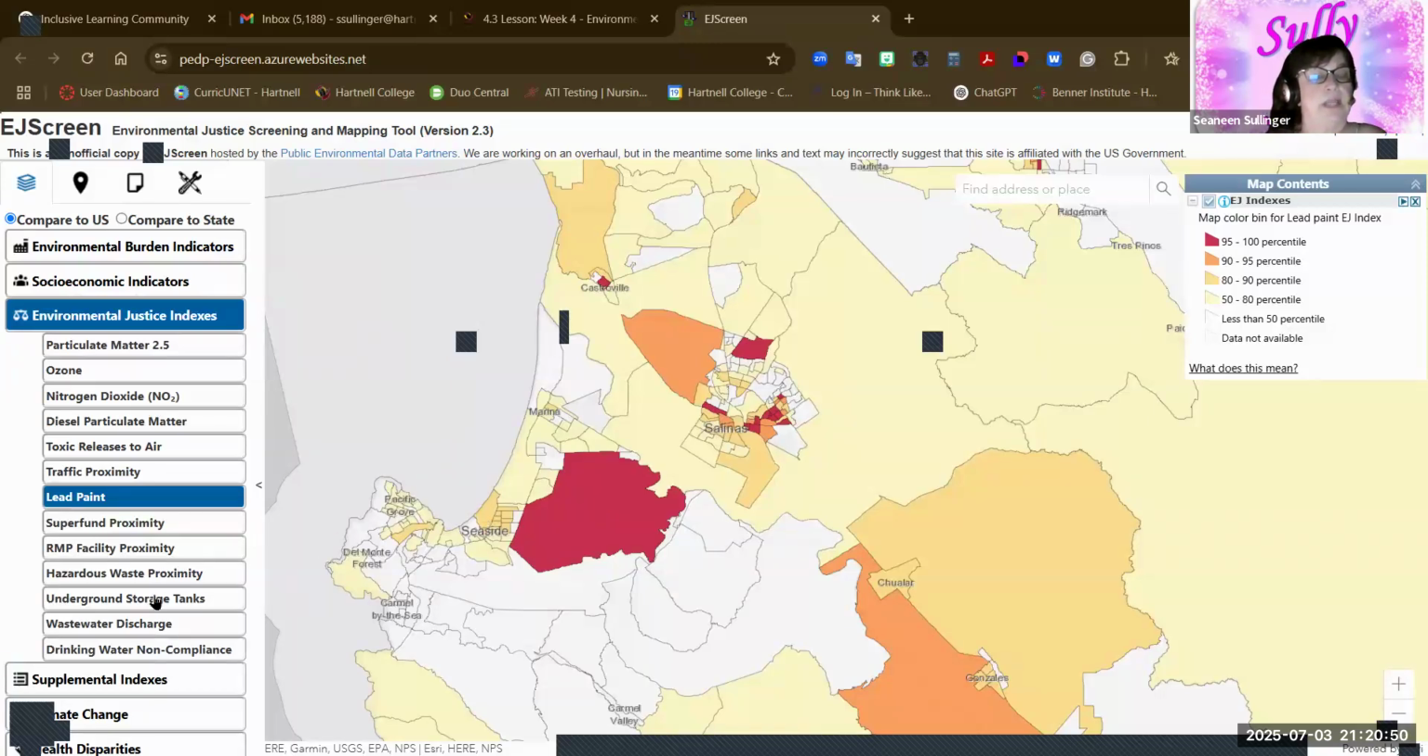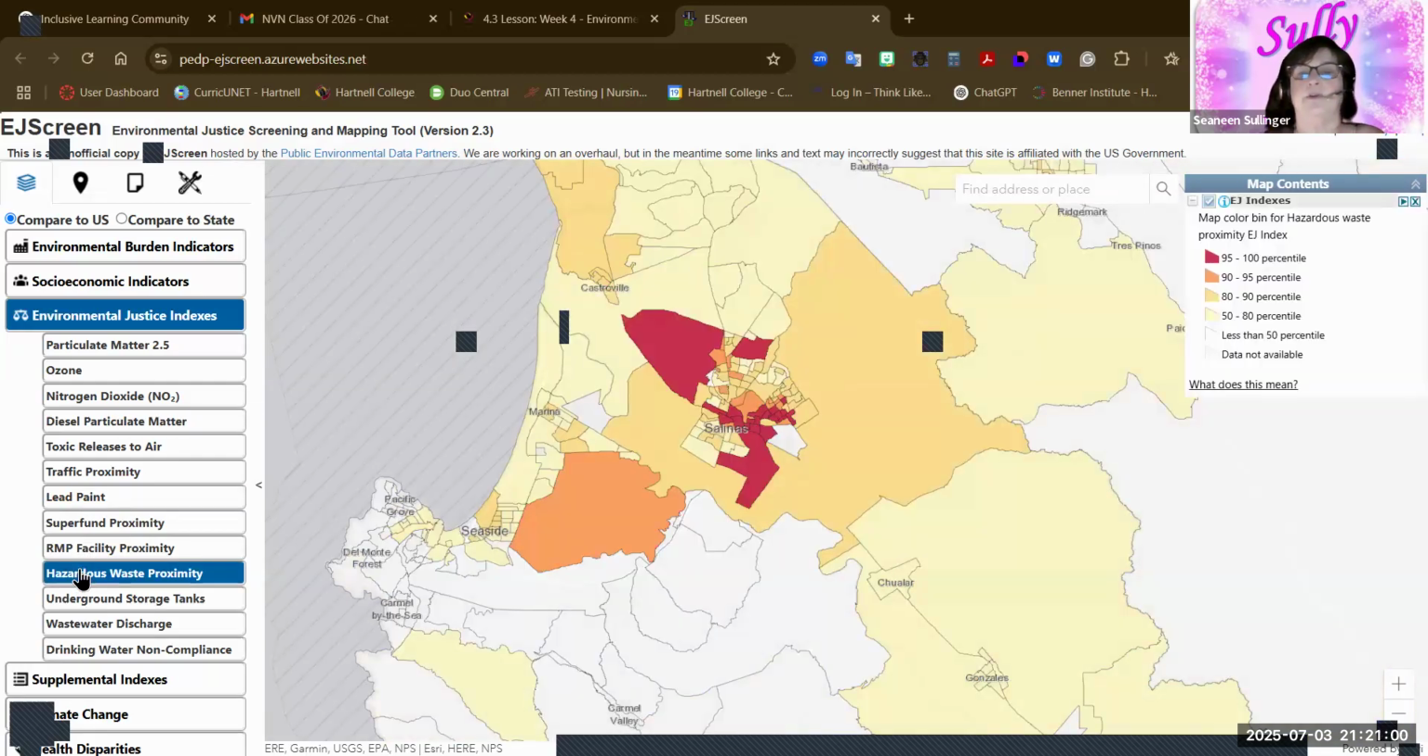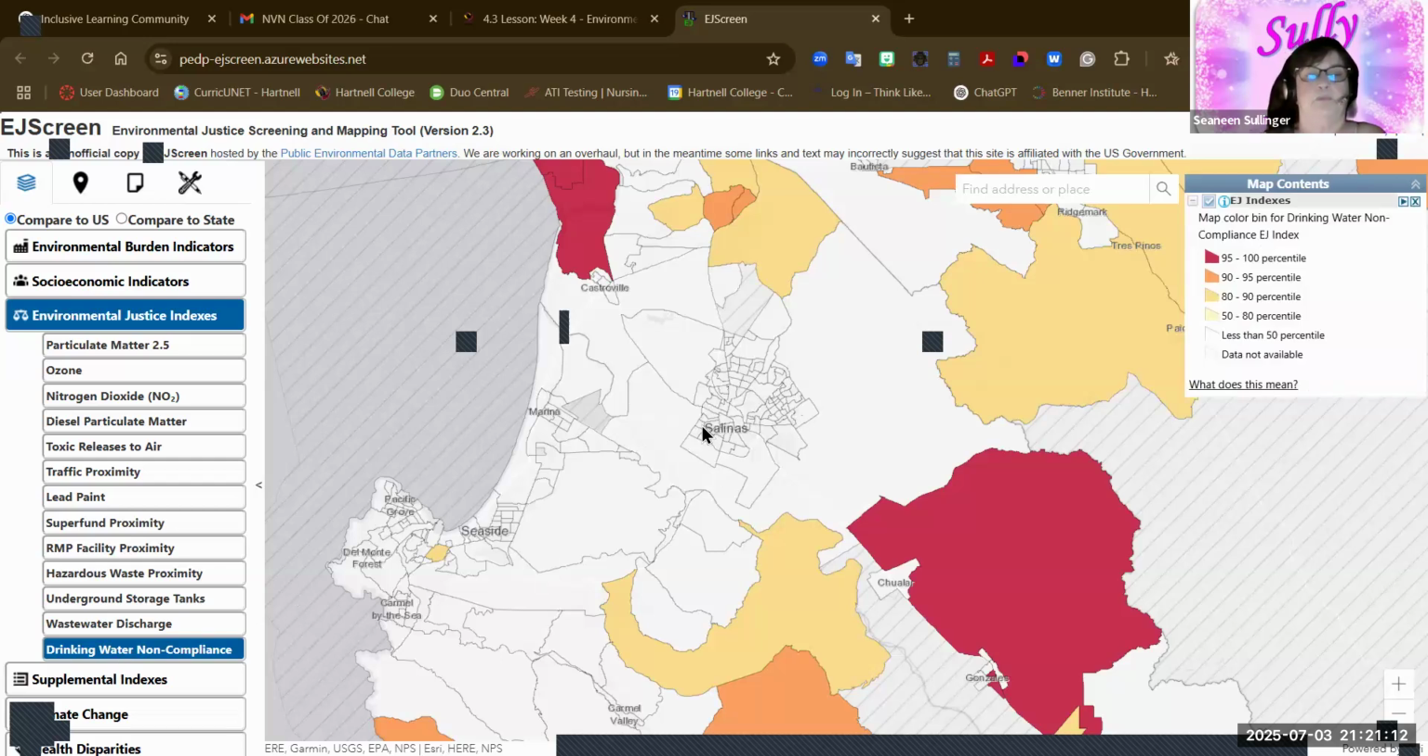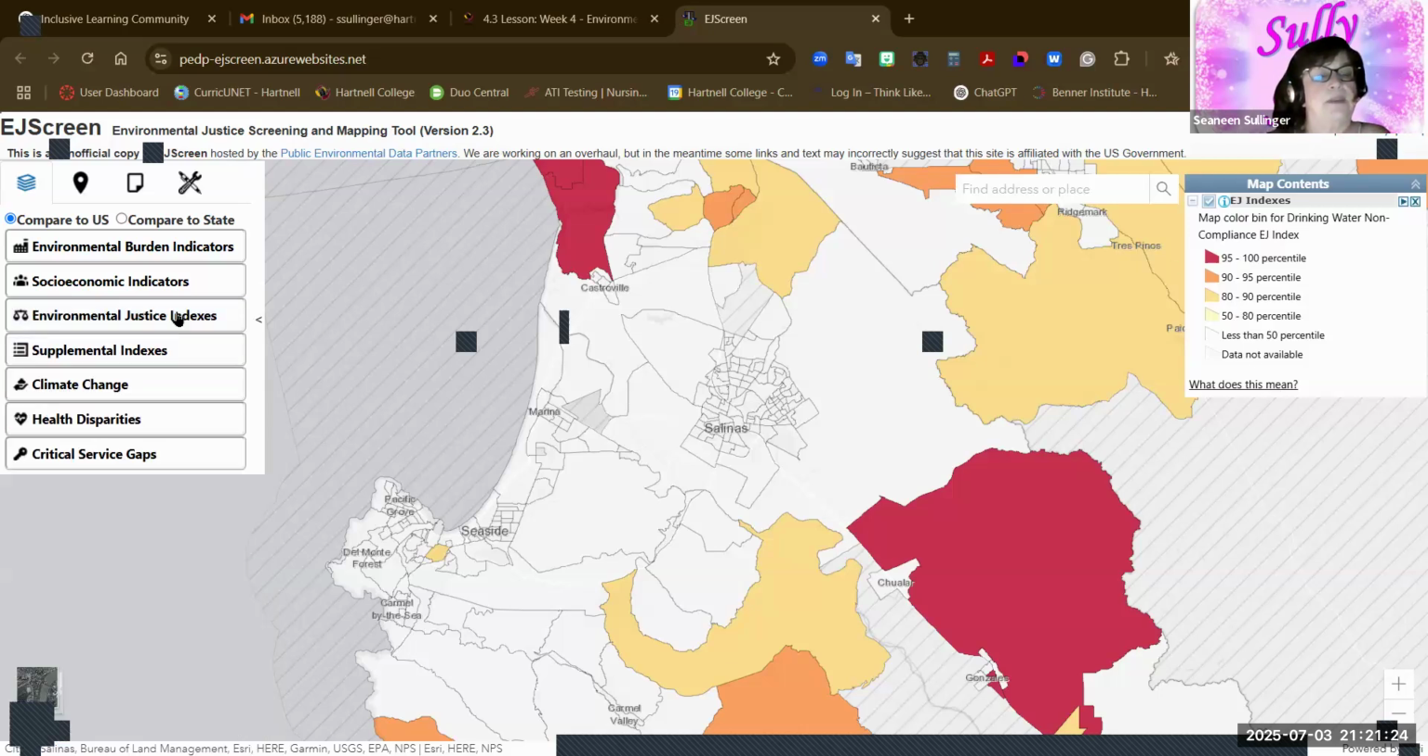You can also look at, let's do hazardous waste proximity. There are places that do have hazardous waste, especially in Salinas. Any drinking water non-compliance? So we're actually pretty good. Either that or data's not available. Nope, less than 50 percentile. And you can always click on "what does this mean?" It will explain it to you. So that is another thing that you can look at.